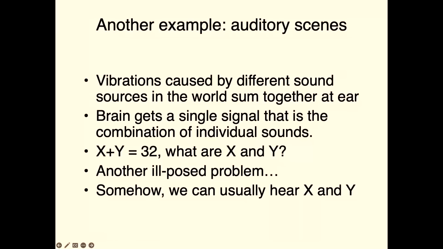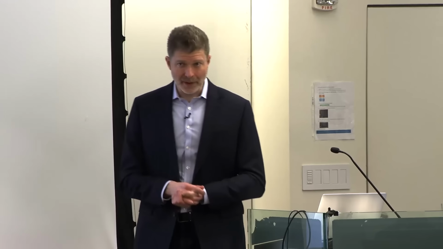Another classic example is that of auditory scenes. So usually in the world, there will be more than one thing that's making sound at the same time. The vibrations that are caused by different sound sources, so like my voice and the rustling of your neighbor turning the page of their notes, for instance, they sum together at the ear, right? So the signal that you get at your ear is a mixture of the sounds that would have been caused by the individual events on their own. Okay? But as an organism, typically what you want to hear and what you need to hear are the individual sounds. You need to understand what I'm saying.